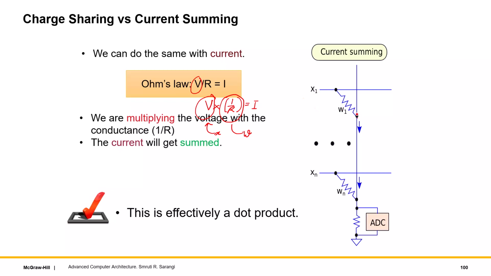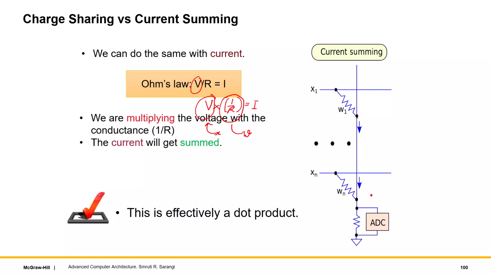So they are getting multiplied. So that is the current, and then in series the current will get summed. So we are doing current summing. We are not sharing the current unlike charge, but we are summing up the current. And why is that happening? Because we are setting the voltage and this is V into 1 by R.